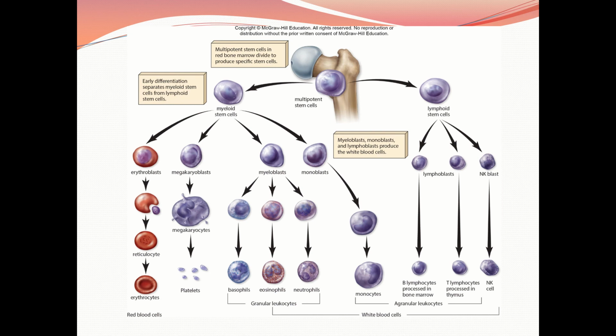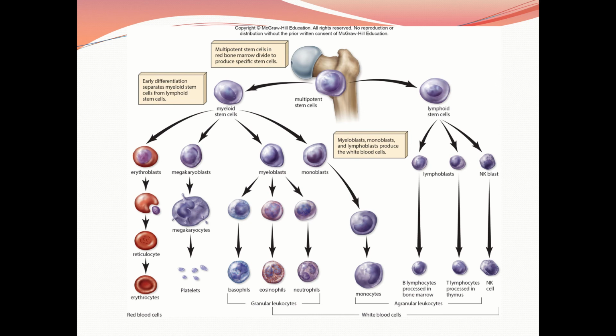This illustration shows hemopoiesis, and it begins with the multipotent stem cells in red bone marrow. These are stem cells that can divide into many different types of cells. First, they will divide into either myeloid stem cells or lymphoid stem cells. Myeloid stem cells will then form erythroblasts or megakaryocytes or myeloblasts or monoblasts.